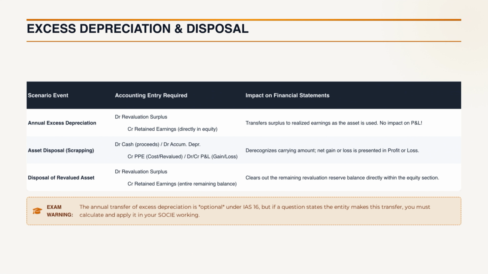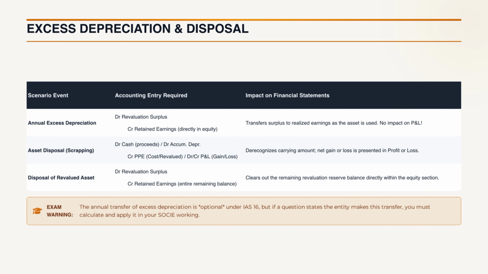When an asset is revalued upward, its annual depreciation charge increases. This means our P&L is being charged with excess depreciation compared to historical cost. To correct this, IAS 16 allows but does not require an annual transfer of this excess depreciation from the revaluation surplus directly to retained earnings. This is a direct equity transfer in the statement of changes in equity, meaning it never touches the profit or loss statement.